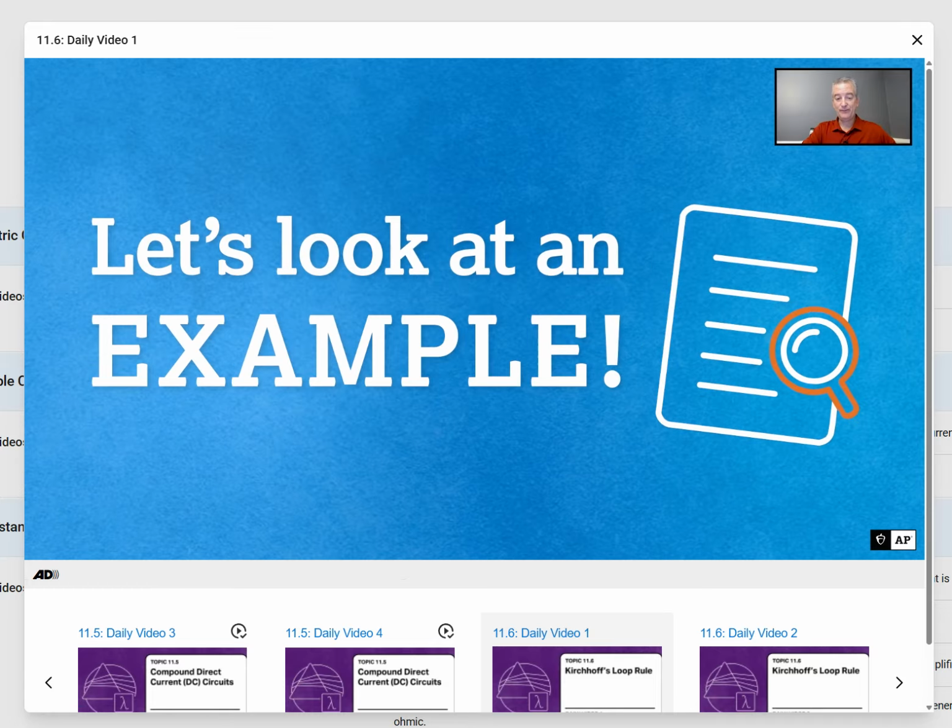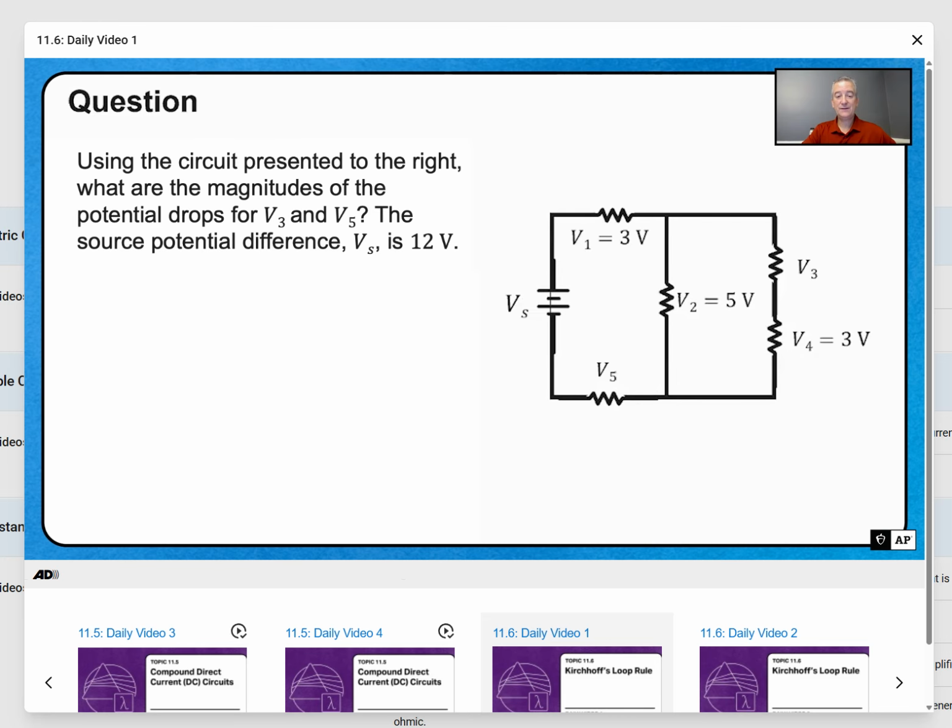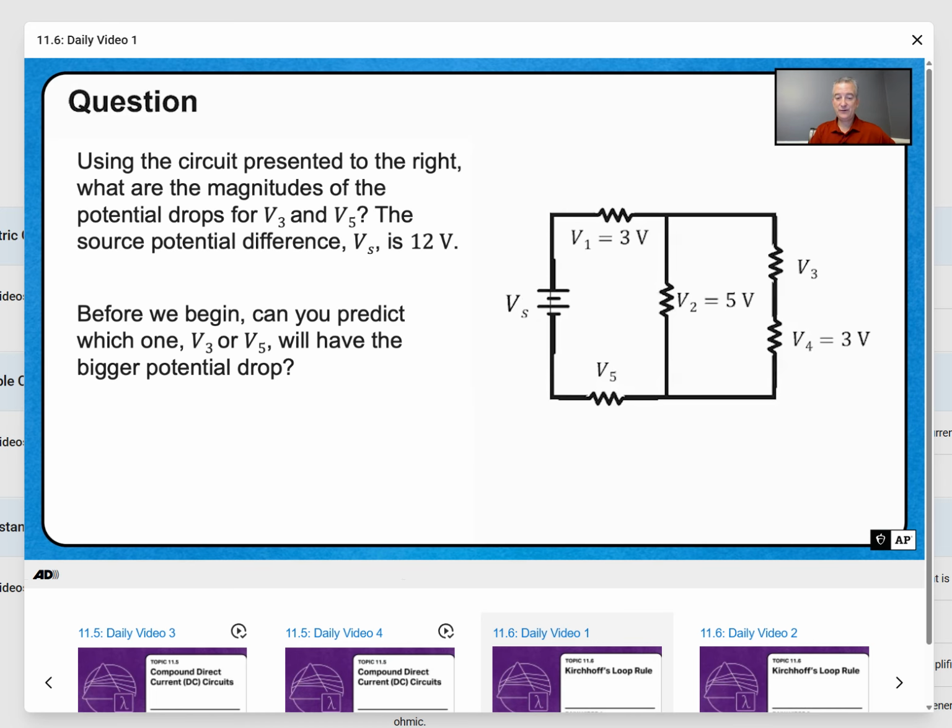So let's look at an example. Using the circuit presented to the right, what are the magnitudes of the potential drops for V3 and V5 if the battery potential is 12 volts? Before we begin, can you predict which one, V3 or V5, will have the bigger potential drop? That may be difficult to answer just by looking at the circuit.